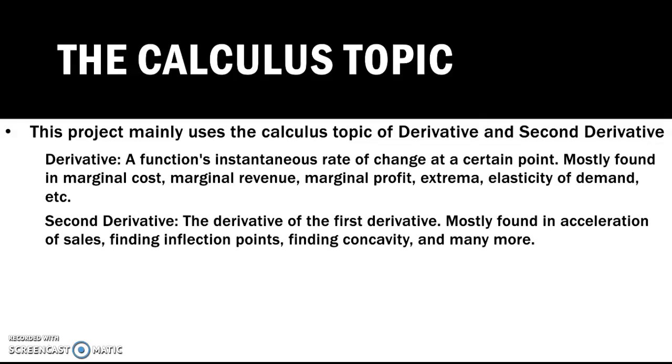This project mainly uses the calculus topics of derivative and second derivative. A derivative is a function's instantaneous rate of change at a certain point, mostly found in marginal cost, marginal revenue, marginal profit, the extrema, the elasticity of demand, and so on and so forth. The second derivative is a derivative of the first derivative, mostly found in acceleration of sales, finding inflection points, finding concavity, and many more.